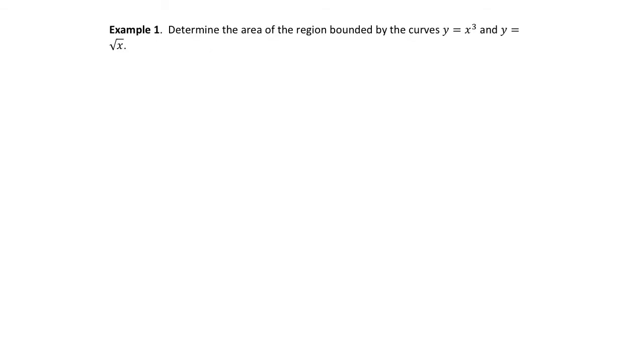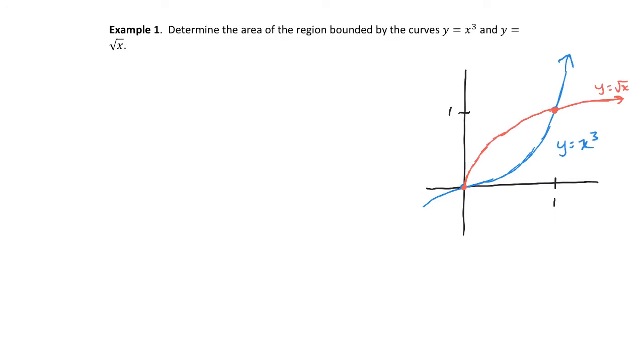So let's look at our first example. We want the area of the region bounded by the curves y equals x cubed and y equals the square root of x. I'm going to go ahead and graph these. And here are our graphs. Now, one strategy that I like to employ, but it's not always perfect, is if the functions are given to you where y is a function of x. Here, y is x cubed. Y is a function of x. Y is the square root of x.